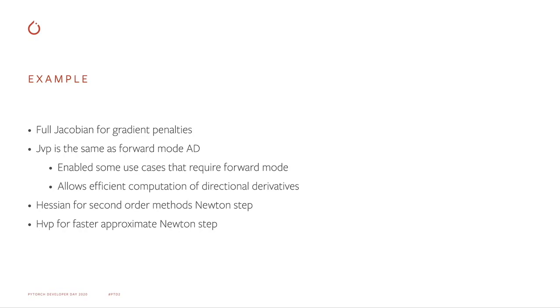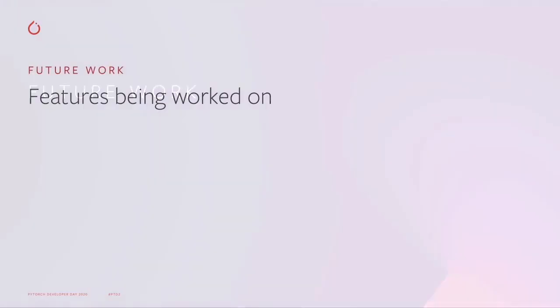There are many more examples, and a few examples here are gradient penalties based on Jacobian computations, and Jacobian vector product computations that correspond to forward mode automatic differentiation. This is especially interesting because they actually compute directional derivatives in higher dimension. These derivatives are very useful for quite a few optimization algorithms. And similarly, the second order methods that compute Hessian or Hessian vector products allow you to do Newton step methods or approximate Newton step methods much more efficiently and in a much easier way than with the current autograd API.